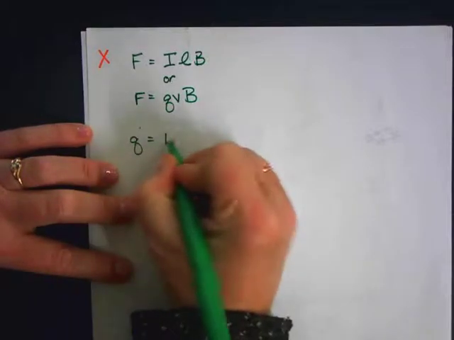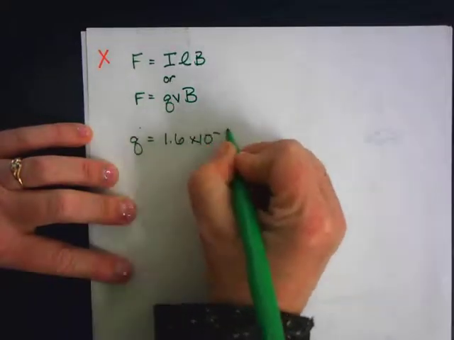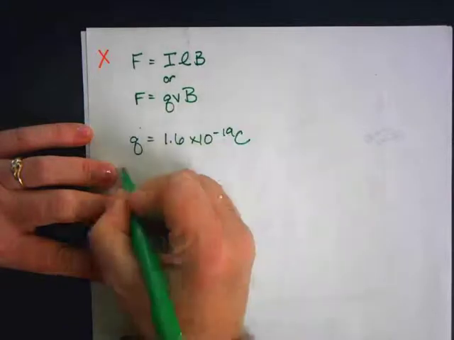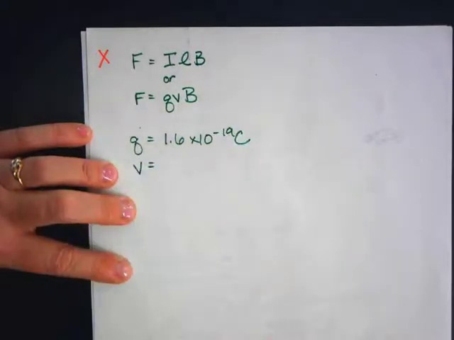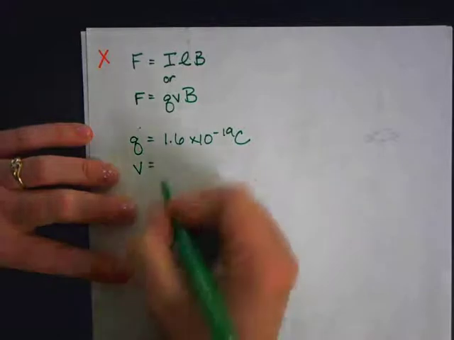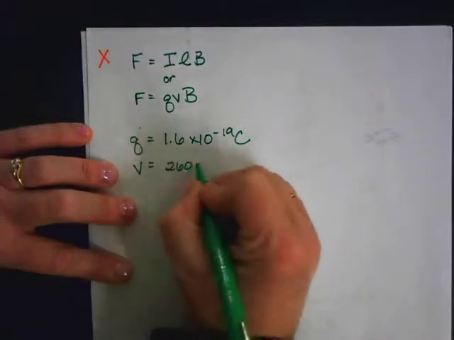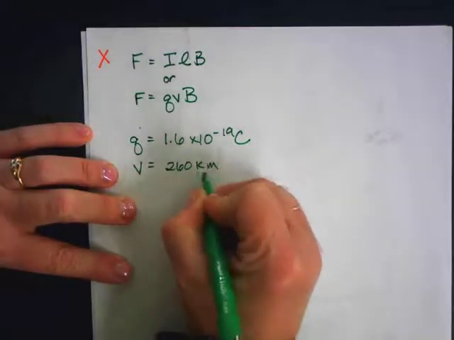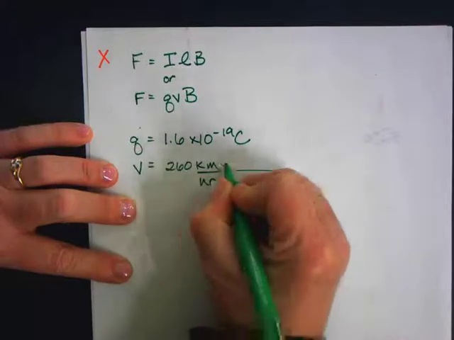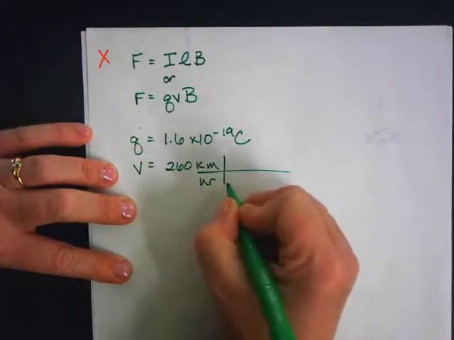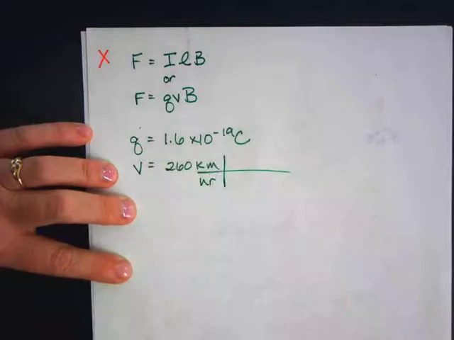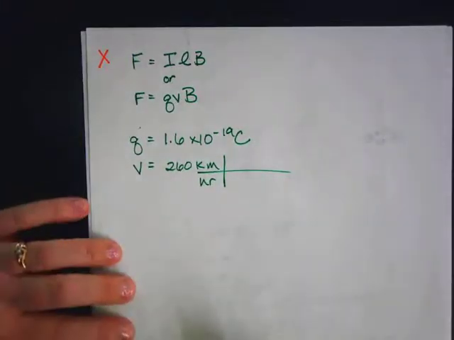So the charge on an electron, 1.6 times 10 to the negative 19th coulombs. It's going to be moving at 260 kilometers per hour, because you have to look it up. Sorry about that. Well, and Einstein would have known to look it up.